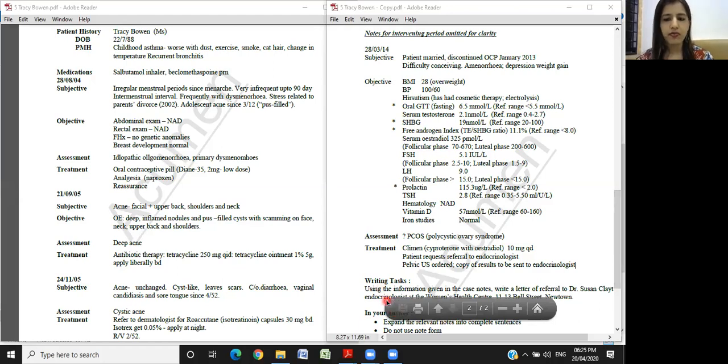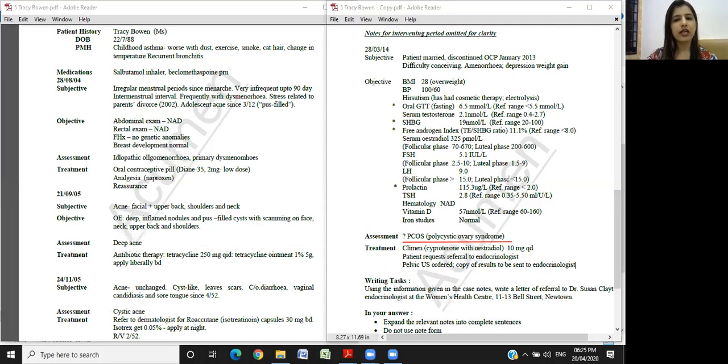What is the purpose of writing? Definitely when you're writing to a specialist, most of the time the purpose of writing is for further assessment and management. And the final part would tell you the assessment and management is for what, right? So here you can see that it says PCOS. Now, keeping that in mind, you start reading through the whole case notes.